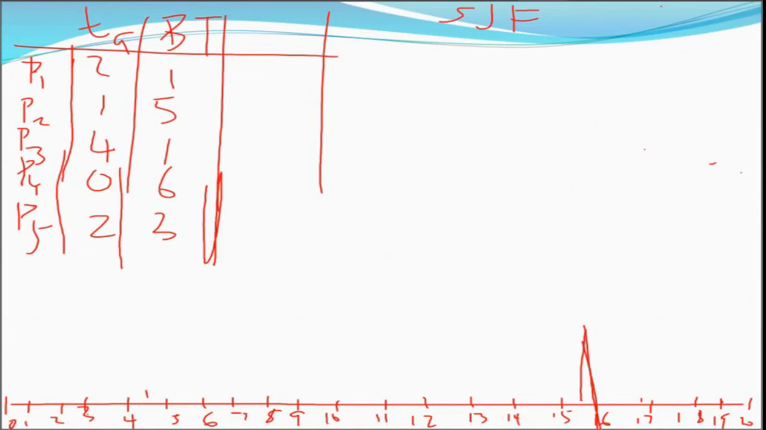So now, because it is non-preemptive in this case, we just start from here and we end at 6. Yes, 0 to 6. And that is for P4. So easy.